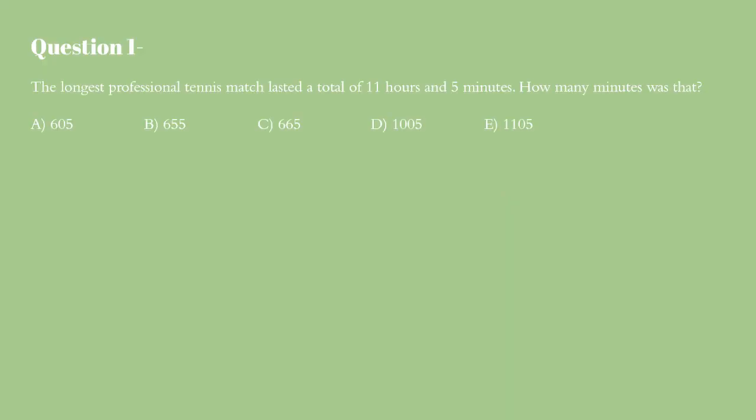Question 1 states, the longest professional tennis match lasted a total of 11 hours and 5 minutes. How many minutes was that? So all we have to do to solve this question is see how many minutes 11 hours and 5 minutes was. So that would be 11 hours times 60 minutes, because there are 60 minutes in an hour, plus 5. So that would be 665. So the answer is C.